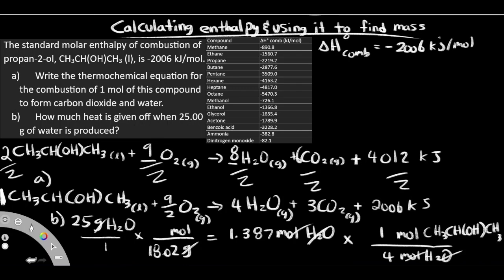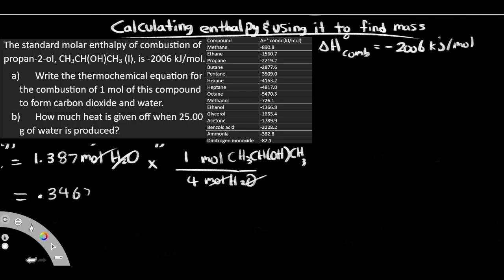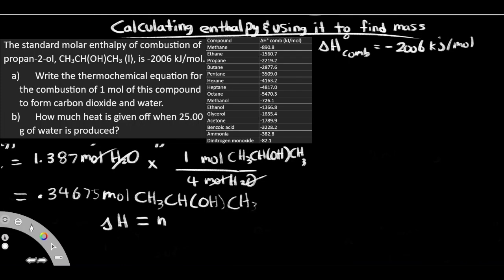I end up getting 0.34675 moles of my CH3CHOHCH3. Now I just need to put it into my formula of delta H. Again, this is for the whole reaction. I'm trying to figure out my whole reaction, right? It says how much heat is given off by the whole reaction, so that's what I'm looking for here. It's equal to my moles, which I've written over here, multiplied by the standard molar enthalpy of my propan-2-ol. And I already know that, as indicated up here since the beginning of the question. I'm just going to multiply that over here.